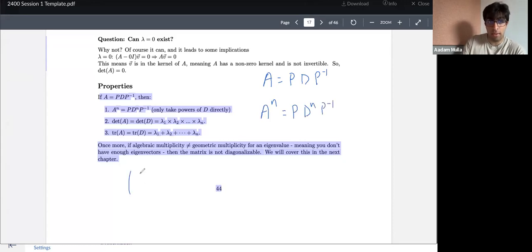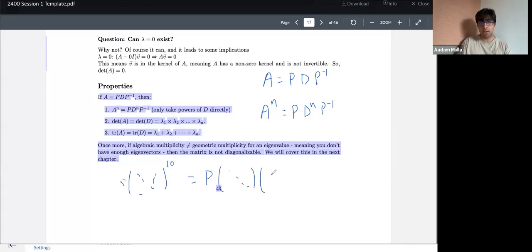This means that if I have a big matrix, whatever, a 5 by 5 matrix, and I want to take it to the 10th power, that's a whole lot of matrix multiplication. That's going to take forever, no? What we could do is diagonalize it and write it as P times a nice diagonal matrix times P inverse, and then all we have to do is take that diagonal matrix to the 10th power.